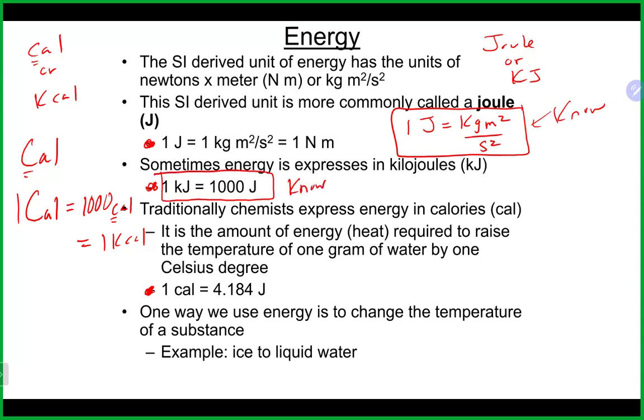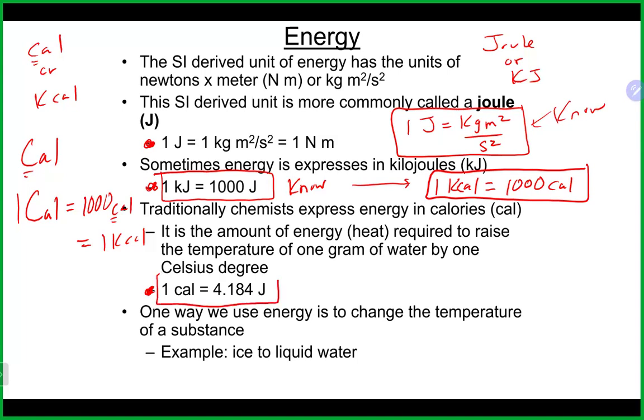1 kilojoule is equal to 1,000 joules. By the way, 1 kilocalorie is equal to 1,000 calories. Again, this is the lowercase calorie. You should probably also know that as well. And the relationship between a calorie and a joule is something that you should know, which is 1 calorie is equal to 4.184 joules.